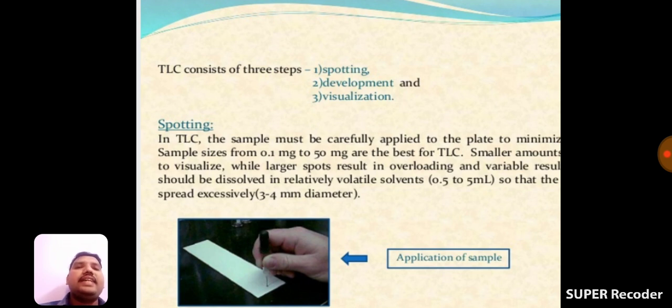So that it does not spread excessively, the spot is 3 to 4 millimeter in diameter. Here we consider only our sample size of 0.1 milligrams to 50 milligrams. We place our sample substance as a spot. Whenever we take an excess amount of the sample, it is not perfectly analyzed. So we take only 0.1 milligrams to 50 milligrams as a spot. This is the TLC plate.